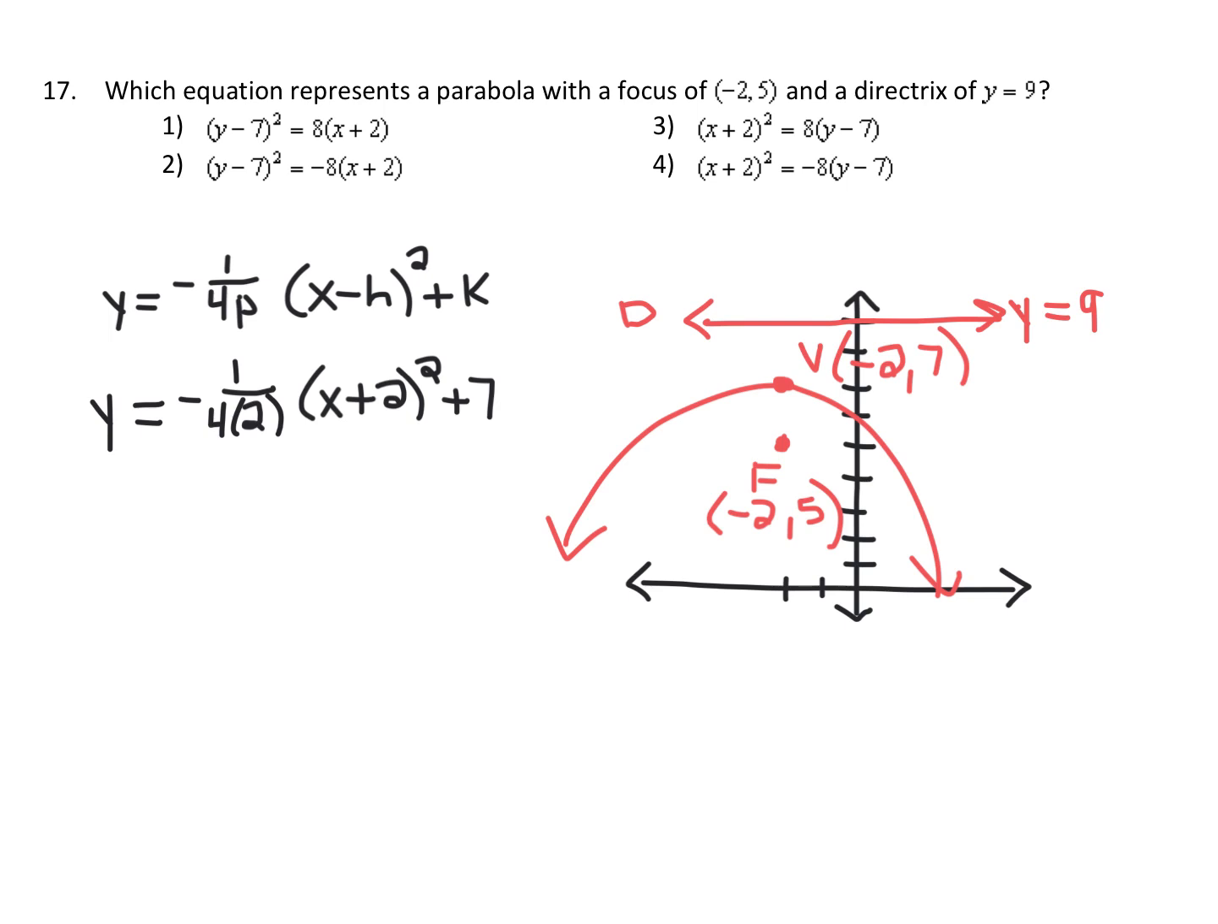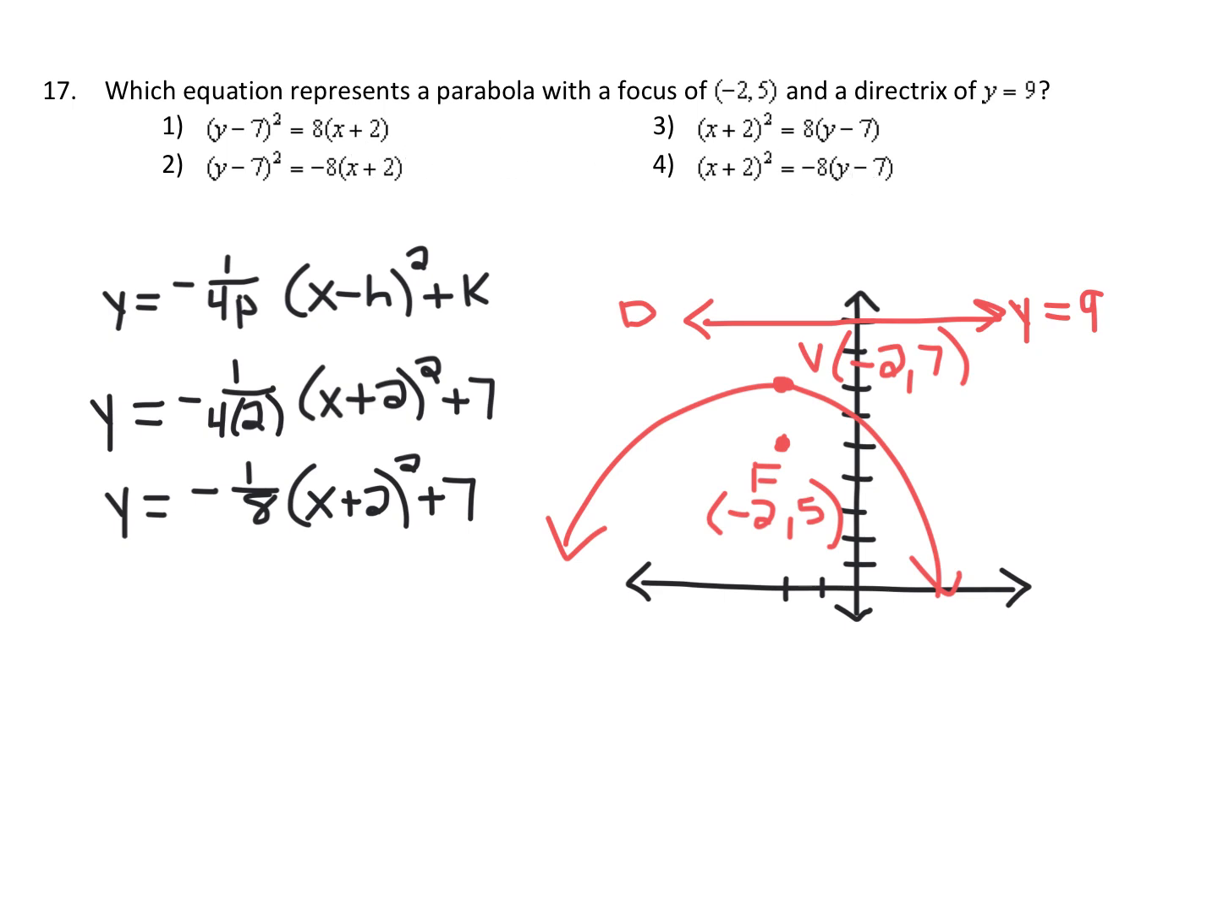Okay, and just keep in mind, when you go to write an equation, whatever's in the parentheses is going to have the opposite sign of the x-coordinate, and whatever's outside here is going to have the same sign as the y-coordinate. All right, so if I were to rewrite this as y equals negative 1/8 times x plus 2 squared plus 7, I don't see that as an answer choice. So I need to get this equation to look like one of these.